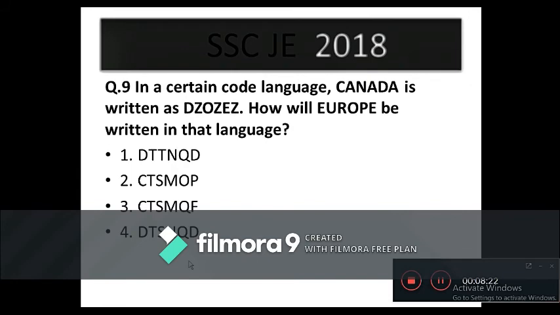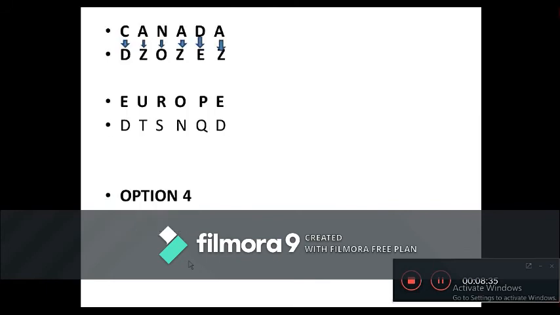Question number 9. In a certain code language, Canada is written as DZOZEZ. How will EUROPE be written in that language? In this type of question we have to write in this manner. Canada: C is written as D, A as Z, N as O, A as Z, D as E and A as Z. Then we have to find the relationship between C, D and A, Z. After C we get D, and in the second place, before A we get Z.